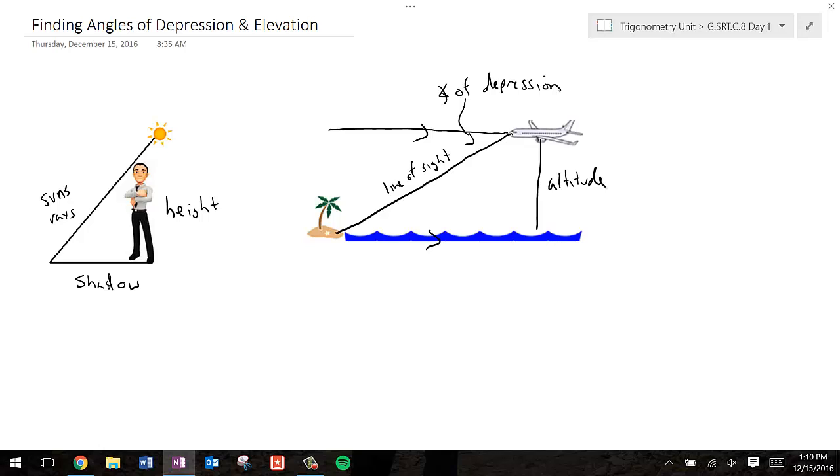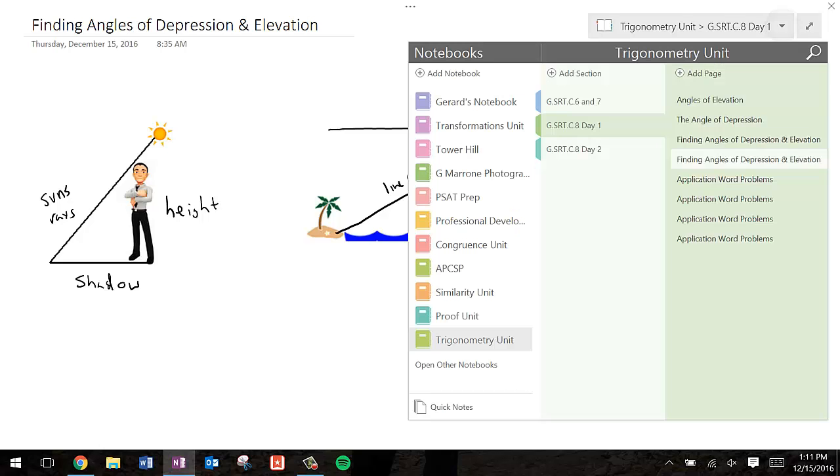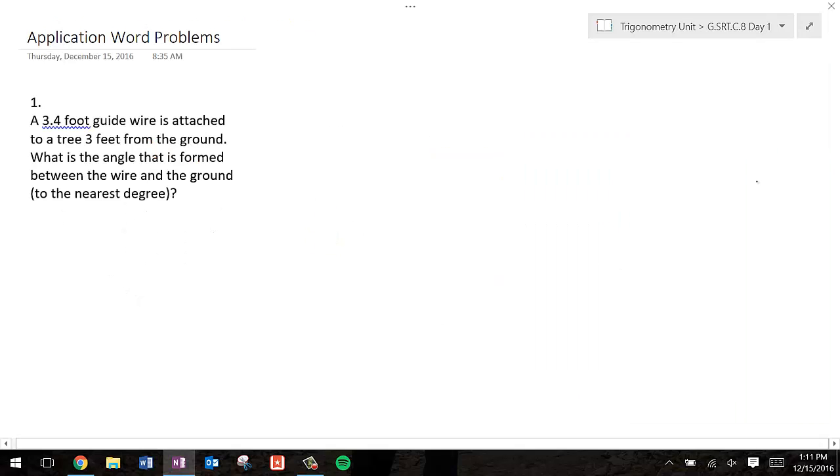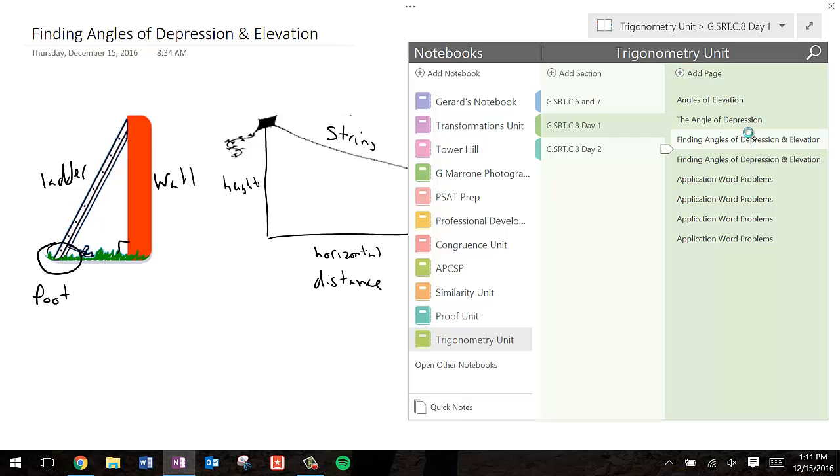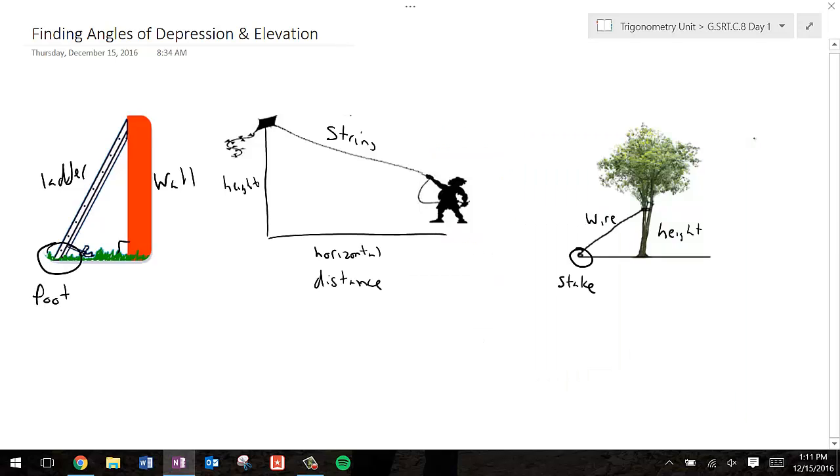Okay? So now we've got a couple real world examples here that we're going to go through. I'm going to lead you through the first one, and then I'm going to just kind of briefly discuss 2 and 3, and then I'll give you the answers for 4, 5, and 6 for you to review. So here we're saying that a 3.4-foot guide wire is attached to a tree 3 feet from the ground. So if we refer to our picture of the tree, we've got a good diagram to work off of.